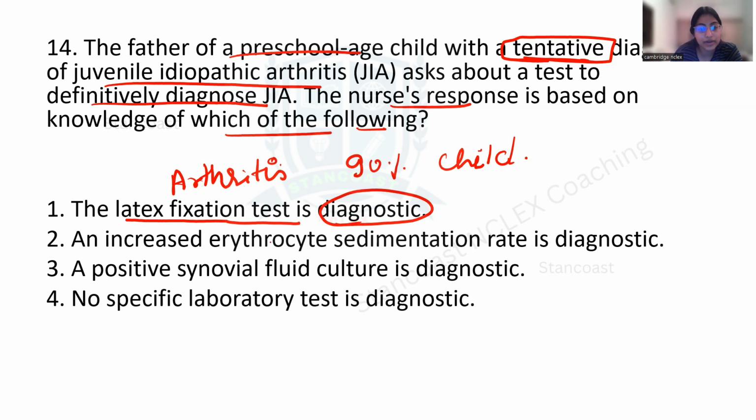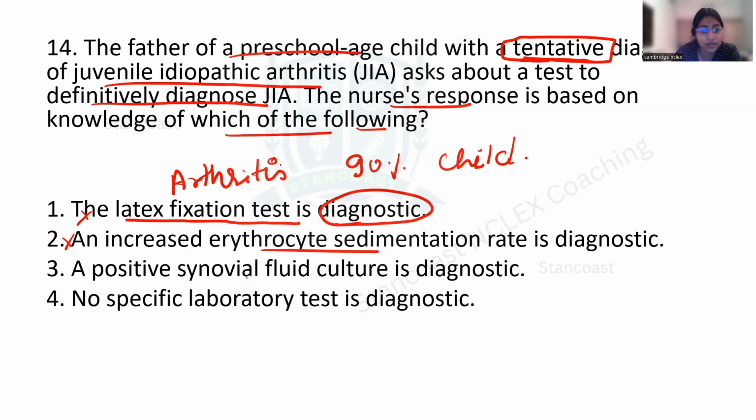Second is increased ESR in this condition. So increased ESR will not confirm juvenile idiopathic arthritis. It is not commonly seen that ESR will increase in this condition. So option 2 is also not the correct option.